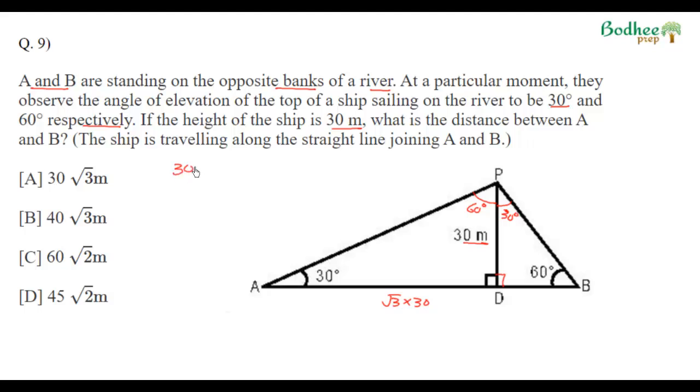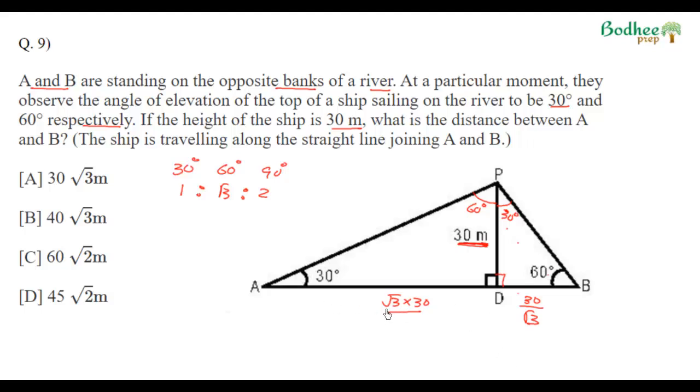I'm applying the logic that if the triangle has angles 30, 60 and 90 degree, then the sides opposite to 30 degree, 60 degree and 90 degree are in this particular ratio. So side opposite to 30 in the triangle PAD is 30 meter, then side opposite to 60 would be root 3 times of it. Similarly in this, side opposite to 60 is this, so side opposite to 30 would be 30 divided by root of 3.